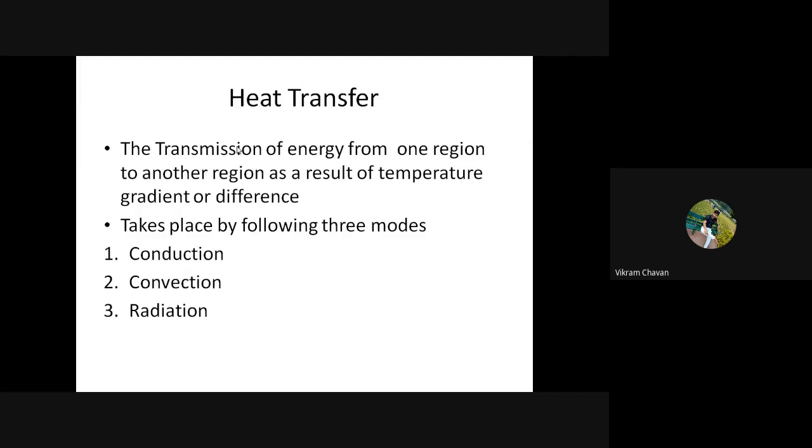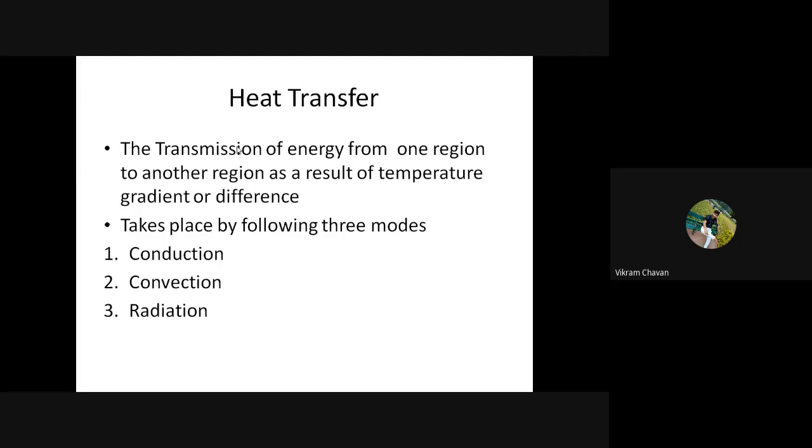Okay, so now we have discussed thermodynamics. Now what is meant by heat transfer? We discussed the definition of heat transfer. That is nothing but transmission of energy from one region to another region as a result of a temperature gradient or difference.